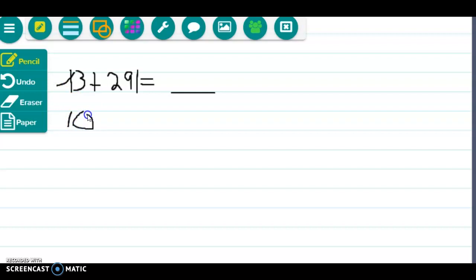10 plus 90. I've decided to add my 10s first. Please excuse my handwriting. This is very hard to manipulate. Alright, 10 plus 90 equals 100.